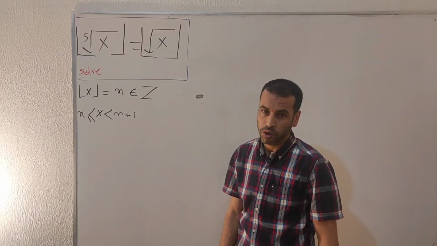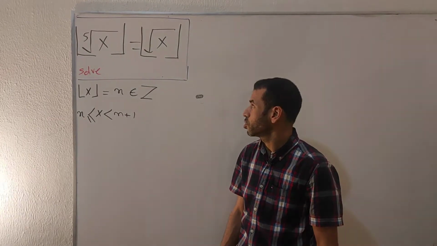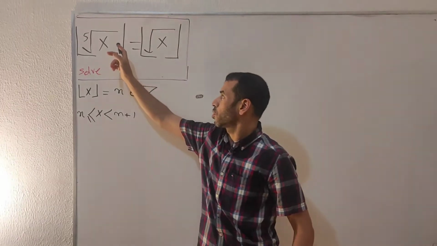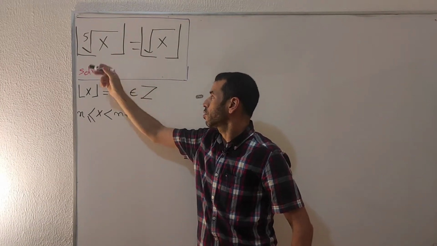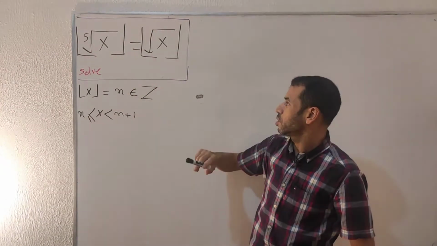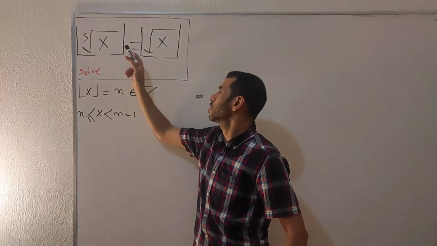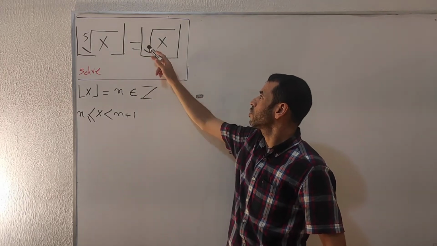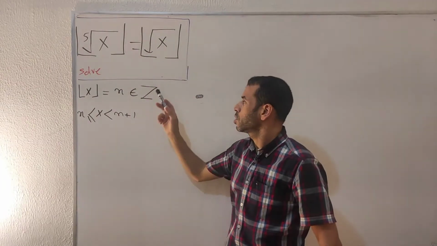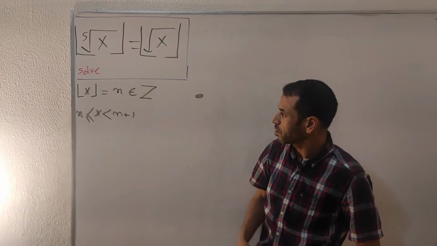In today's video, I would like to introduce you to a very nice and interesting function. It's called the floor function. So here is the following statement: we have the floor of the fifth root of x equals the floor of the square root of x. So I'm going to solve this equation for x.